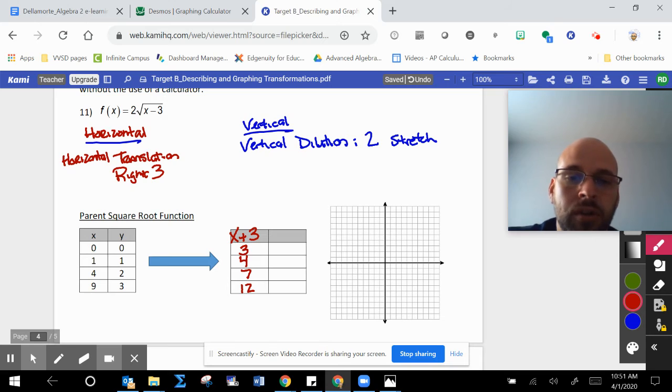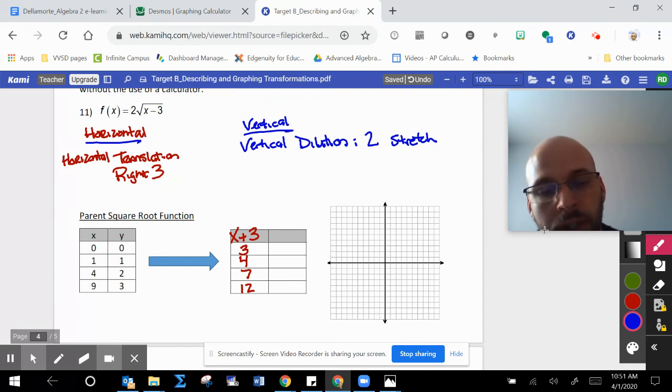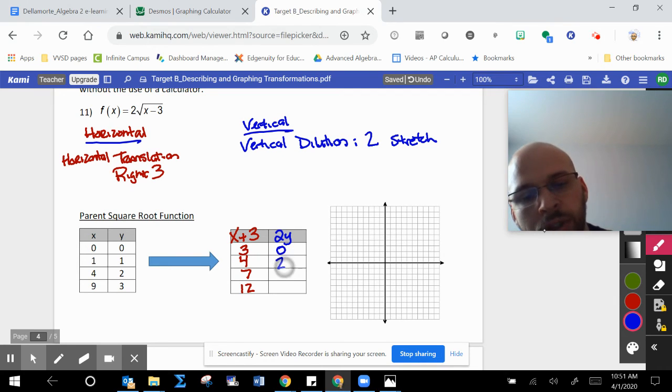Now we did have a vertical change, which was a dilation stretch of 2. Now remember, dilations are multipliers. Translations, we add or subtract. Dilations, we multiply. So what I want to do is take all these y values and multiply them by a value of 2. So if I take the first y value of 0, multiply it by 2, well, 0 times 2 is still 0. 1 times 2 is 2. 2 times 2 is 4. And 3 times 2 is 6.